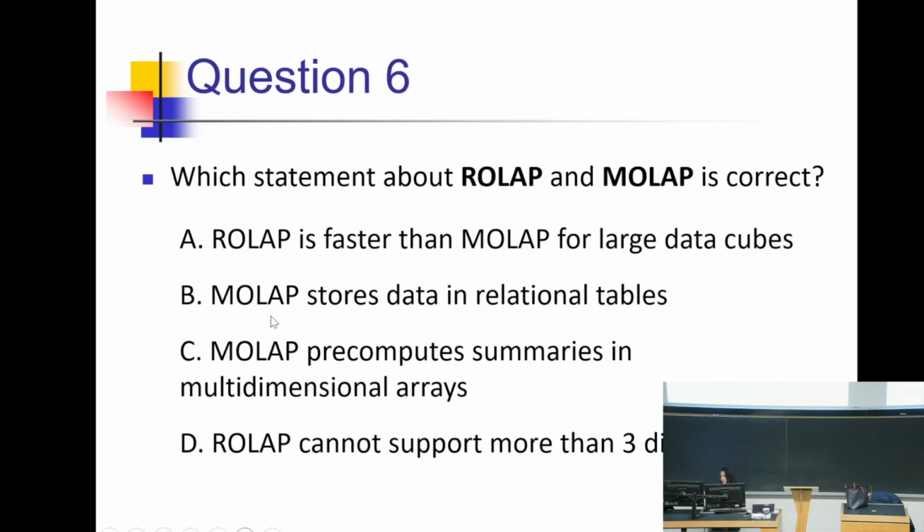Option B says MOLAP stores data in relational tables, which is not correct. It stores data in cubes. Option C is correct. It says MOLAP pre-computes summaries in multidimensional arrays, which I just mentioned. And then ROLAP cannot support more than 3 dimensions. This is also not correct. It can have dozens of dimensions, right? Because it uses relational tables, so we can have many dimensions.